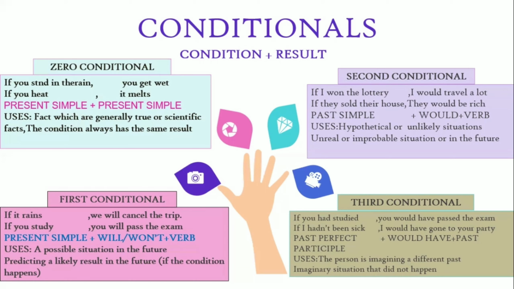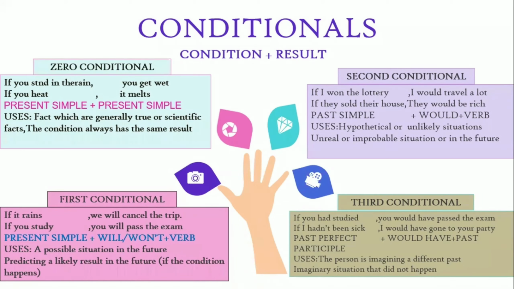3. Second conditional. If I won the lottery, I would travel a lot. If they sold their house, they would be rich. The formula is past simple plus would plus verb. Used for hypothetical or unlikely situations, an unreal or improbable situation in the future.